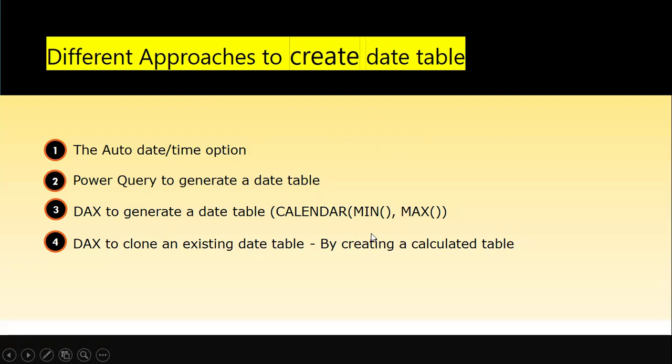Either you can use the calendar function, or you have something called the calendar auto function. Any one of them you can use. The calendar function we have already seen. With that, you can use Power Query to generate a date table. So you can go to the Power Query editor and create the date table there. For that, you need to know some Power Query commands, like how to extract year, month, date. That you can do. An existing date table you can also clone. That is one thing you can do.